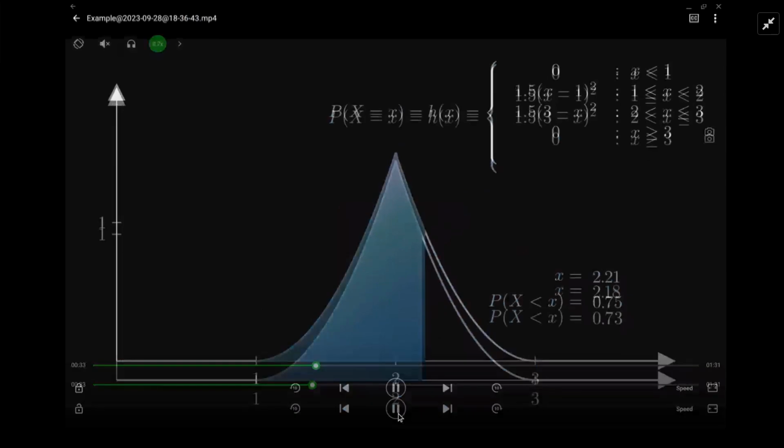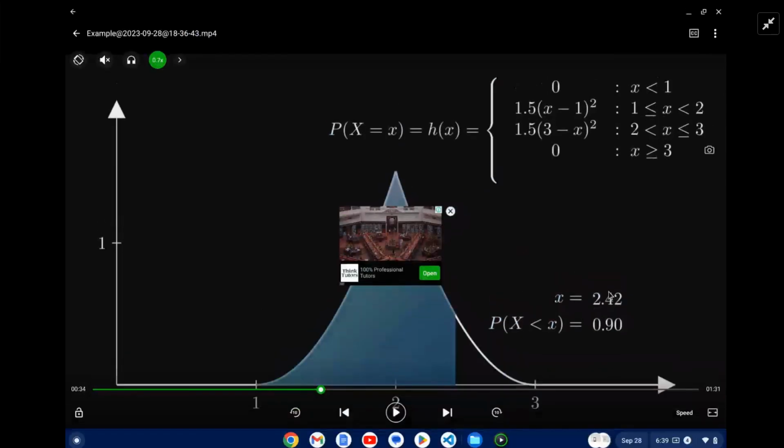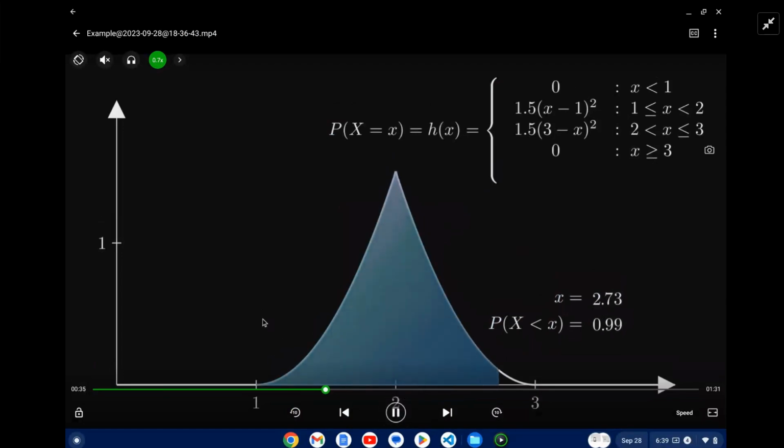At x equals 2.42, we're here, right? So the probability that the random variable is less than that value is 0.9. That's the area under the curve. That is the CDF. So how do we get that? Well, integration gives us area, right? So that's the key.